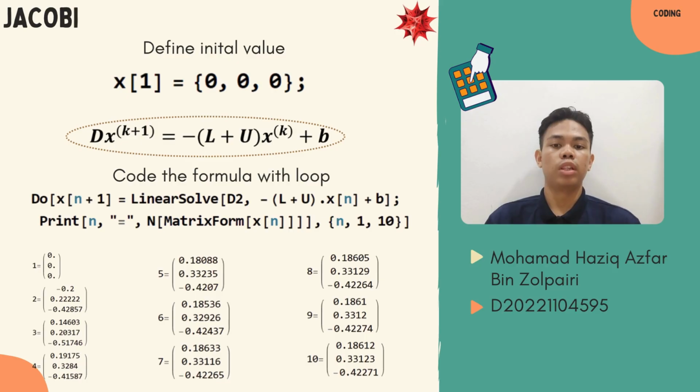Once all the code is written, we press Shift Enter on our keyboard and Mathematica will show the results. As we can see, the values at the 10 iterations are approximately 0.18612 for x, 0.33123 for y, and negative 0.42271 for z. We also notice that the answer is slowly converging to the exact solution, especially from iteration 8.